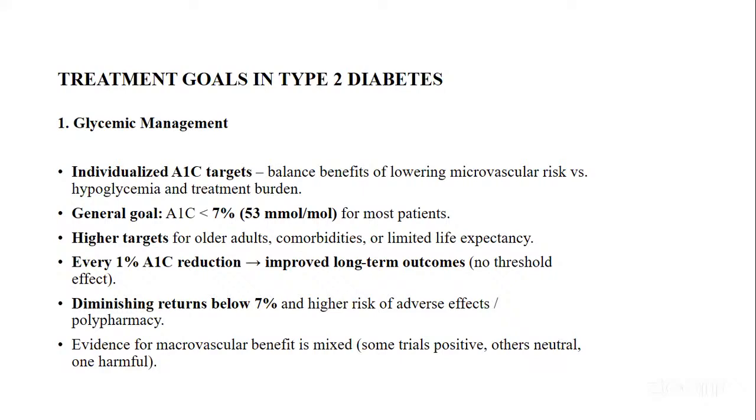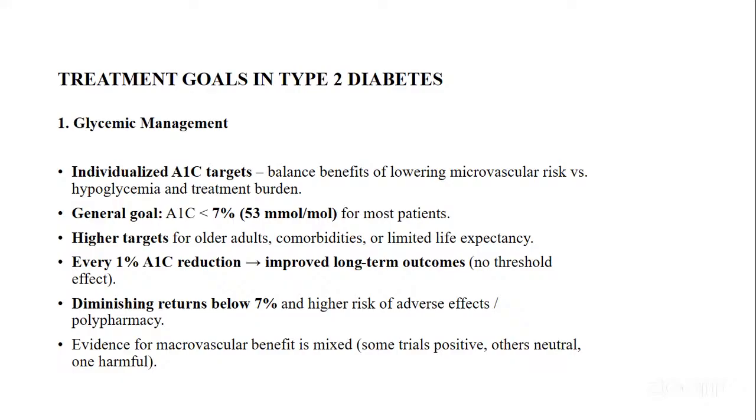We have to balance lowering the immediate risk of hypoglycemia and adverse effects of therapy with minimization of the macrovascular risks. Our general goal for most patients is to maintain the A1C level less than 7%. This is different for older adult patients or those with comorbidities or limited life expectancy, because these patients may not have a significant benefit from significant lowering of the A1C level. Rather, they may develop adverse effects of the drug with associated polypharmacy because of the other comorbidities.